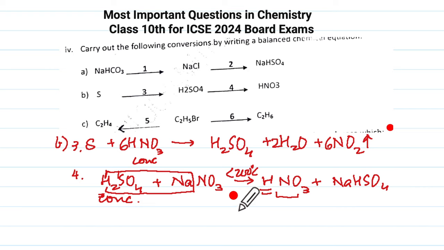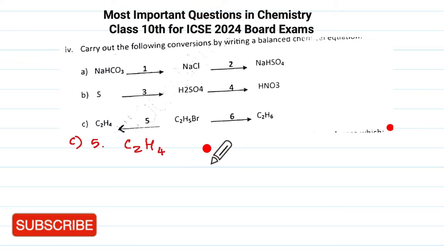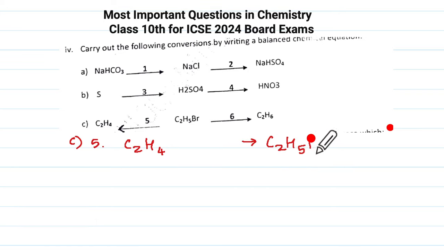I'm sure all of you know the lab preparation of all the compounds. Make sure that you remember even the conditions. Let's come to C. Your C reaction is the fifth one, which says take C2H4, that is ethene, and prepare C2H5Br. Now, what has been added to this? H and Br. So if I add HBr, I will get C2H5Br. It's an addition reaction.